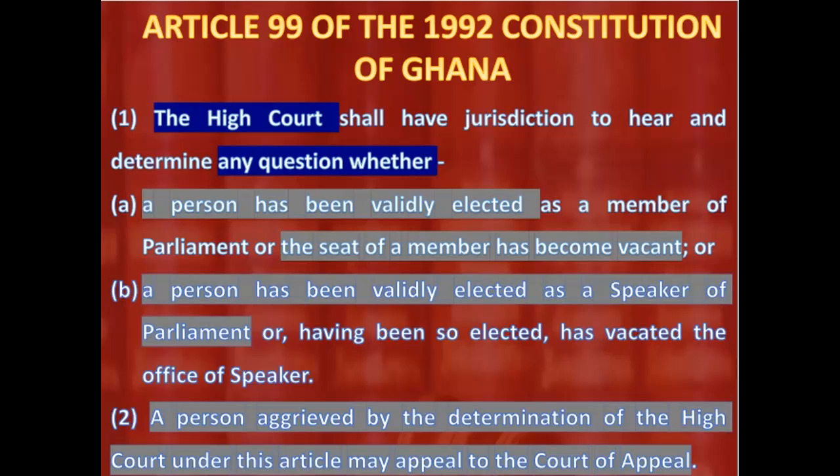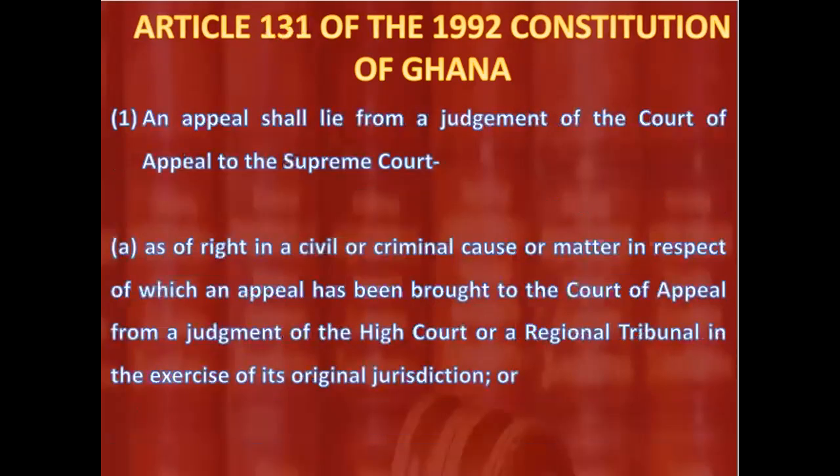But look at the language of Article 131 of the Constitution. Article 131 says that an appeal shall lie from a judgment of the Court of Appeal to the Supreme Court as of right in a civil or criminal cause or matter, in respect of which an appeal has been brought to the Court of Appeal from a judgment of the High Court.